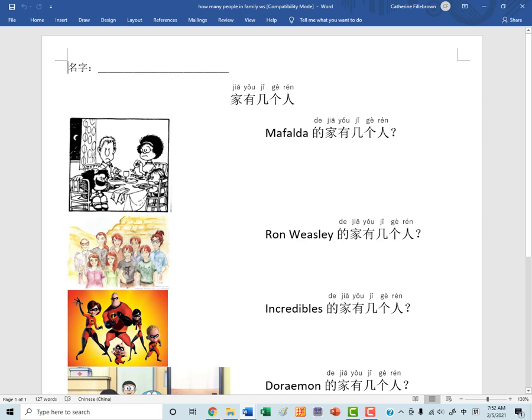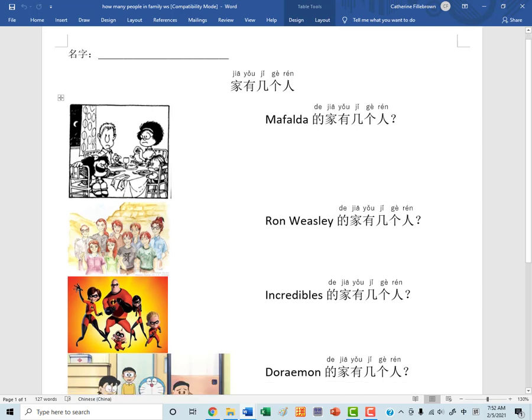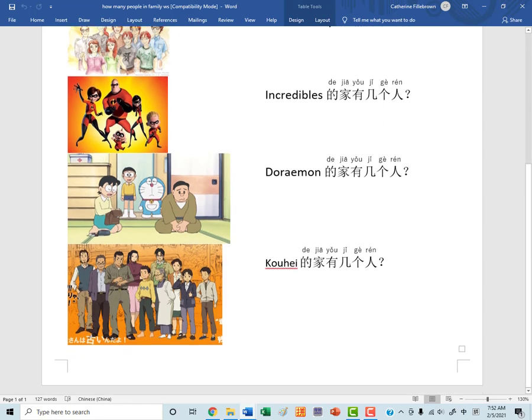For homework, you have 2 worksheets. The first worksheet is about 家有几个人, how many people in the family. And to answer, you're going to rewrite the sentence by replacing the 几 with the number of people in the family in the picture. So, Mafalda的家有几个人? You count 1, 2, 3, 4 and answer Mafalda的家有四个人, and rewrite it in pinyin or characters. And do the same for each of these families.